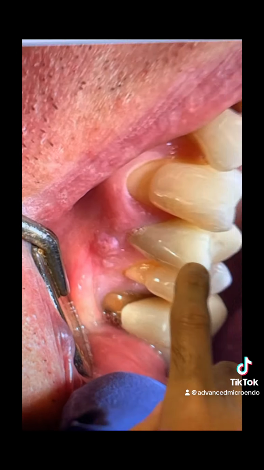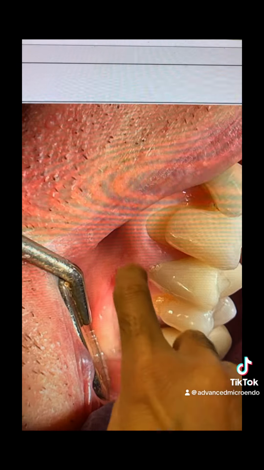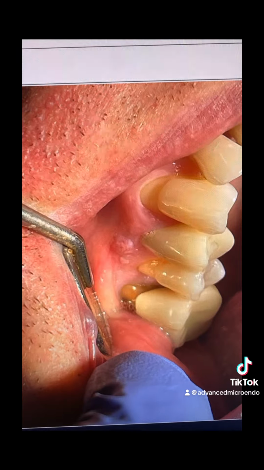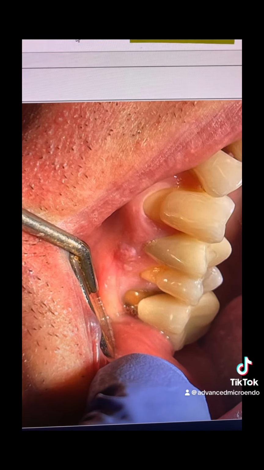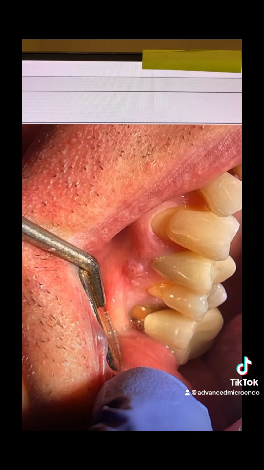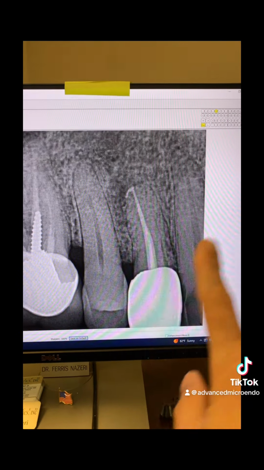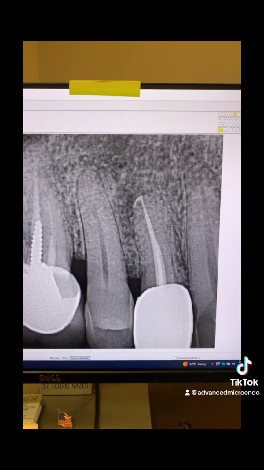Also, so that's the tooth right there. And you can see a sinus tract right on the buccal of the tooth. There it is. So as always, probings 2 to 3 millimeters all around.